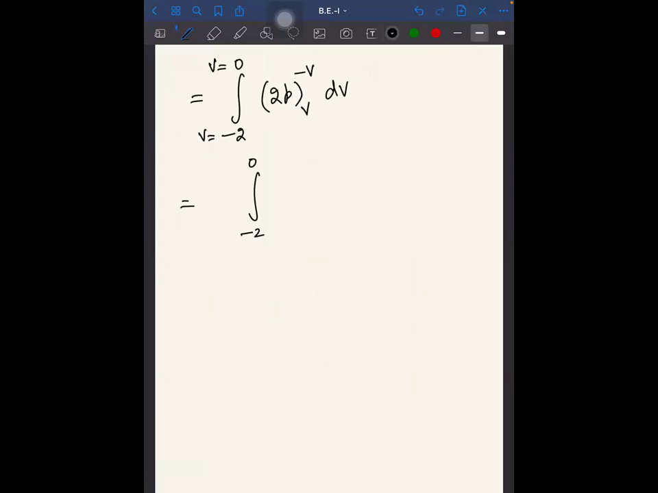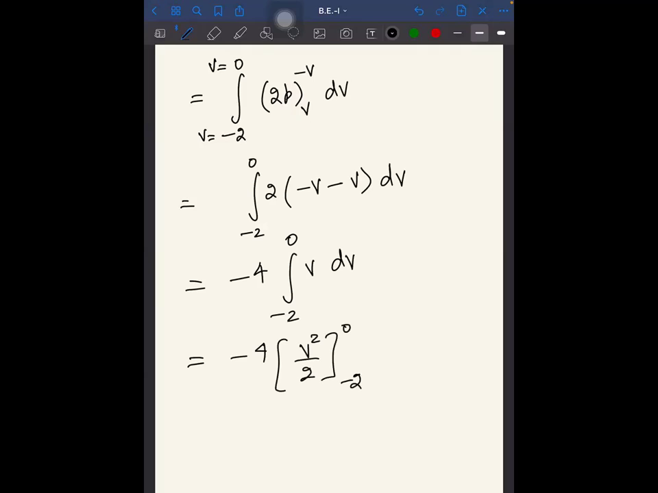So -2 to 0. This will be minus v minus v, and dv. So that would be -4 times v dv. So this is your v square by 2, from -2 to 0. First you put 0 and then you put -2. So this becomes -2 into -4, which is 8. Are you with me? Okay, is it fine?